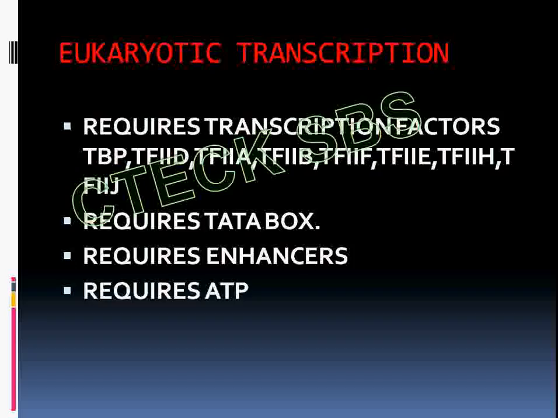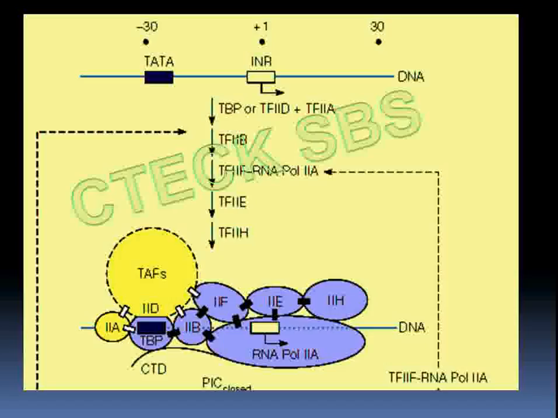In eukaryotic transcription, the transcription requires certain factors, which are the TATA box, enhancers, energy in the form of ATP, and certain transcription factors, which are TBP and transcription factors 2D, 2A, 2B, 2F, 2E, 2H and 2J. This is the whole process which involves the formation of the RNA. This is the elongation and the initiation process, which involves the TATA box to initiate the process of transcription.